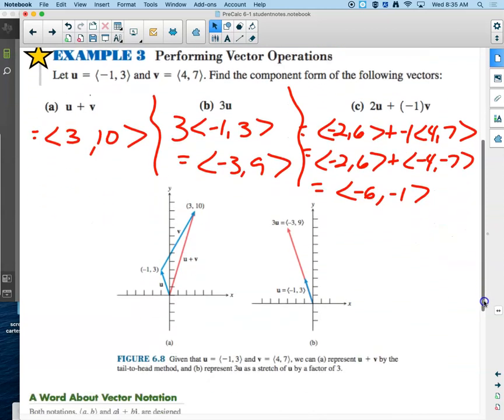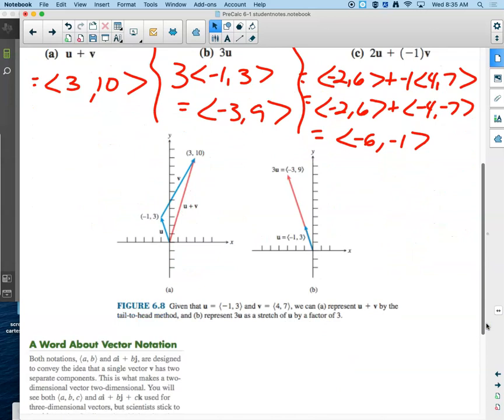Now, to represent it, they have a couple of pictures here to show us. We've got our u at -1, 3 and our v at 4, 7. And if you want the resultant vector, again, the two things we could do, we could form a parallelogram. If I can get blue to work here.